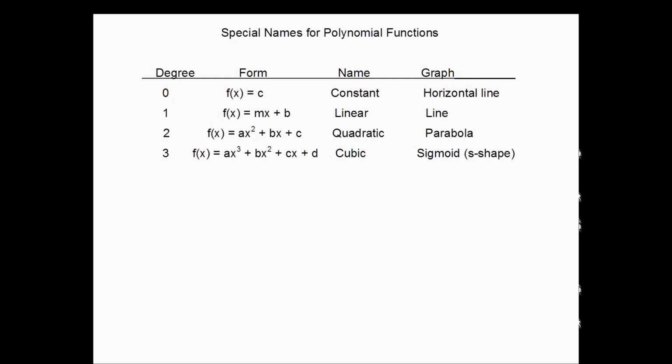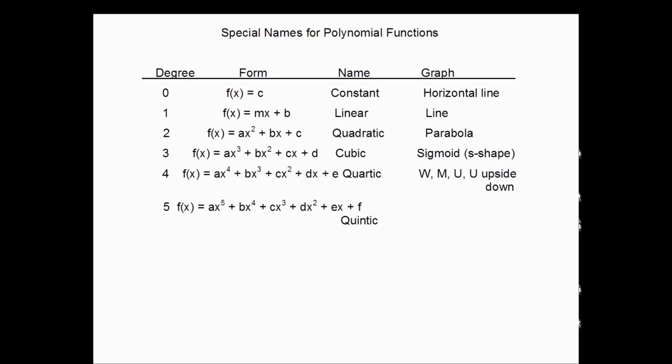Our next degree, 3. It's f of x equals ax cubed plus bx squared plus cx plus d. It's called a cubic. The graph is sigmoid, which means S-shaped. You sometimes kind of have to use your imagination to see the S, because the S is kind of on its side. Degree 4 also has a name. It's f of x equals ax to the 4th plus bx cubed plus cx squared plus dx plus e. It's called quartic. It's either a W, an M, a U, or a U upside down. If you think about an M as a W upside down. So again, these are the basic shapes.